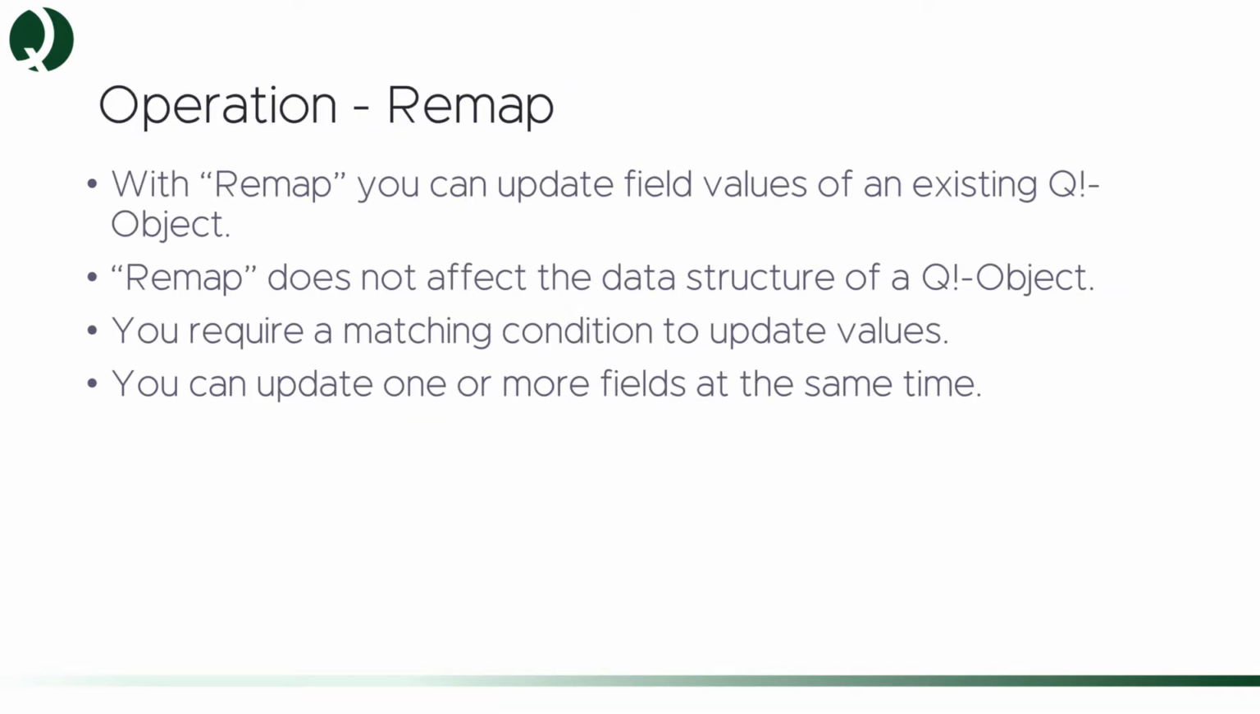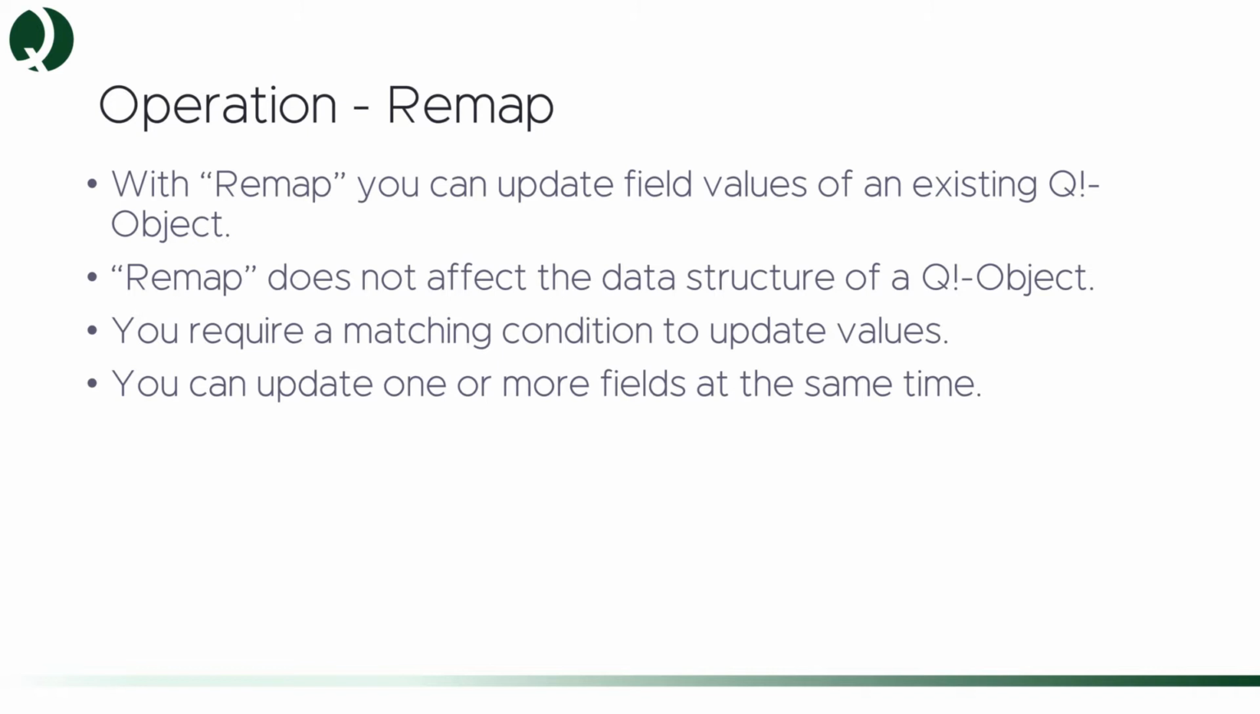The operation remap is a useful tool to update field values of an existing Q object. It is important to understand that the operator remap does not affect the structure of a Q object. To update field values, you need to create a matching condition. This can be an identification number or something else, such as a combination of multiple fields that creates a unique mapping for each row of data. You can update one or more fields at the same time.